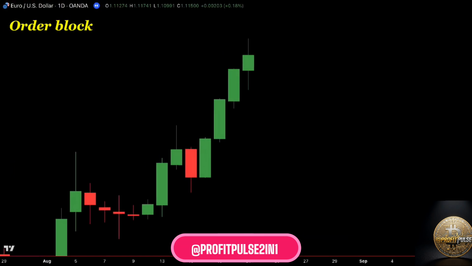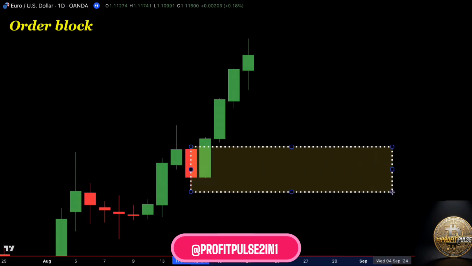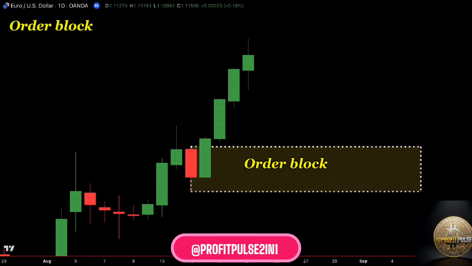Now that you understand liquidity, market structure, and fair value gaps, let's move on to another important ICT concept, order blocks. An order block is a refined version of a supply or demand zone. The difference is that an order block attempts to identify areas where large institutional participants entered the market.